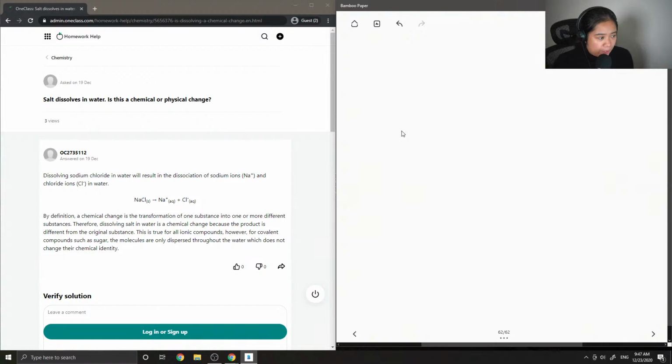Okay, so question 1. Salt dissolves in water. Is this a chemical or physical change? Okay, so let's write the definition of a chemical change. This is when the product that is formed is chemically different from the reactant.